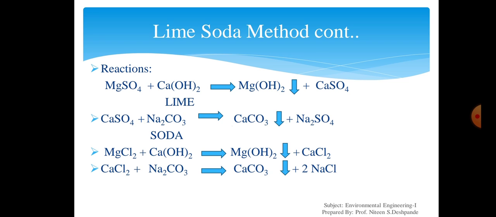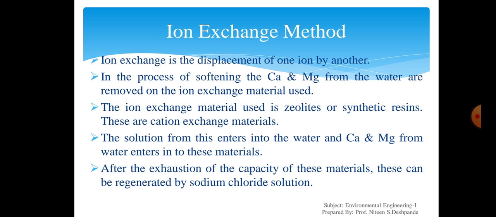Similarly, for magnesium chloride, we have to add the lime to the magnesium chloride. It will give us magnesium hydroxide precipitation plus calcium chloride, and further to the calcium chloride, if we add the soda, that is Na2CO3, it gives calcium carbonate again in the precipitation form, plus 2 NaCl, that is sodium chloride. So this is how the lime soda method is used to soften the water.